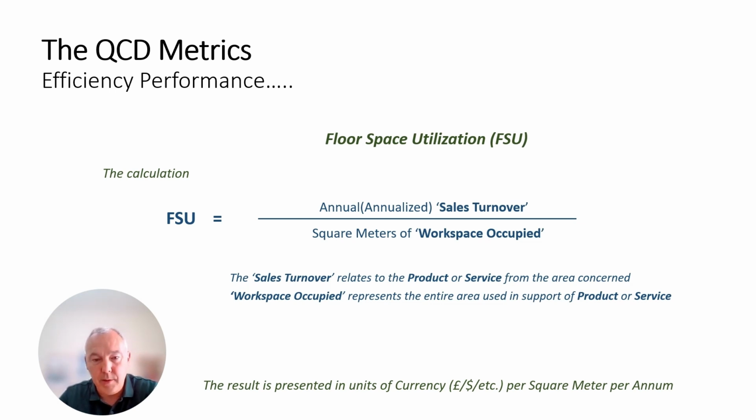So the way that we calculate the floor space utilisation is by, again, using that annualised sales turnover. So the complete value of sales turnover from our area, and we divide that by the amount of floor space that we occupy. So the number of metres squared of working area that we've occupied. So again, that gives us a metric in terms of a currency, but this time per square metre per annum.